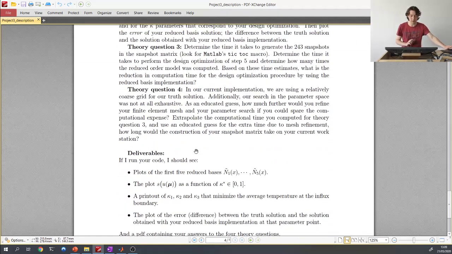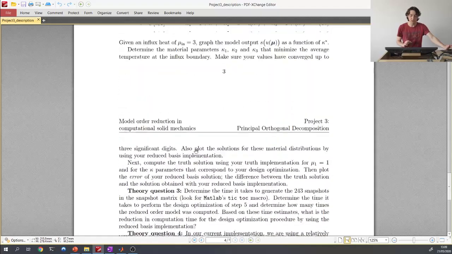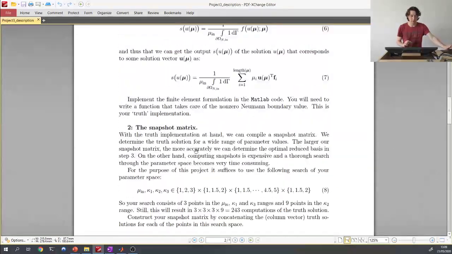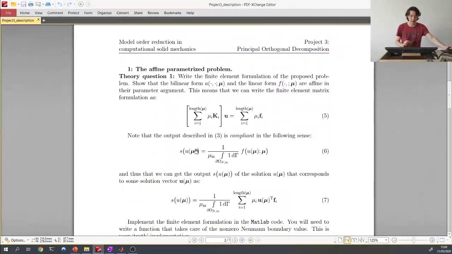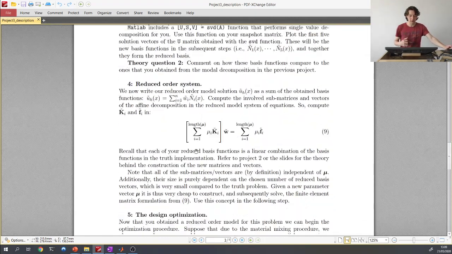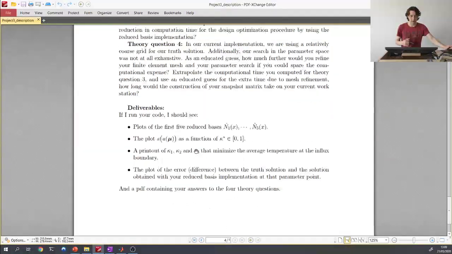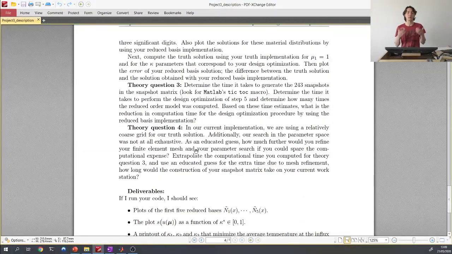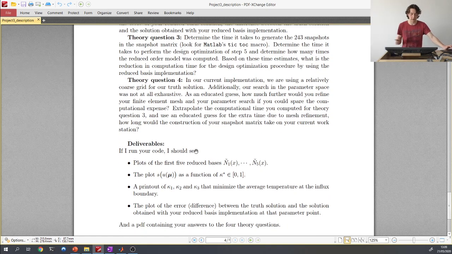So there are going to be 4 theory questions. One of them is really only real theory. The other one is just asking you what you're observing, and then the last 2 are going to be about some sort of computational time. I want you to have a feel for what is expensive here, and what is cheap, and what kind of time we're saving. So those are the theory questions.